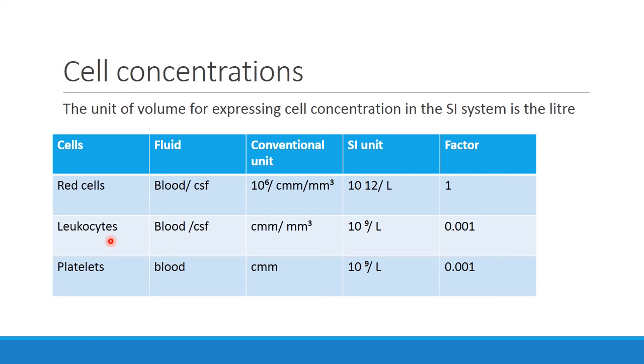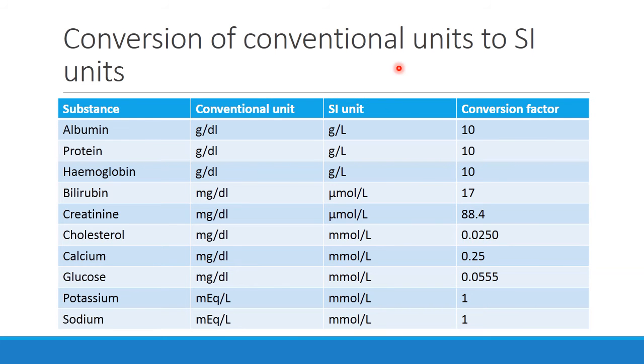Okay, leukocytes, here again microliter has been given. When it is converted to liter, along with 10 to the power of 9, the respective factor also you have to utilize. 0.001 is nothing but 1 by 1000, or 10 to the power of -3, or 1 by 10 to the power of 3. Here is also a list of substances with the respective conventional units as well as SI units.